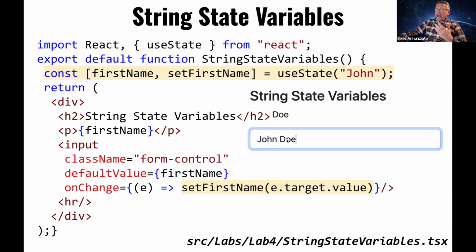Even if you type away whatever, nobody's changing the value of first name. Only if you use an onChange. An onChange reflects the internal values, the internal behavior of the input field, and allows us to be notified that somebody's actually typing in the input field.